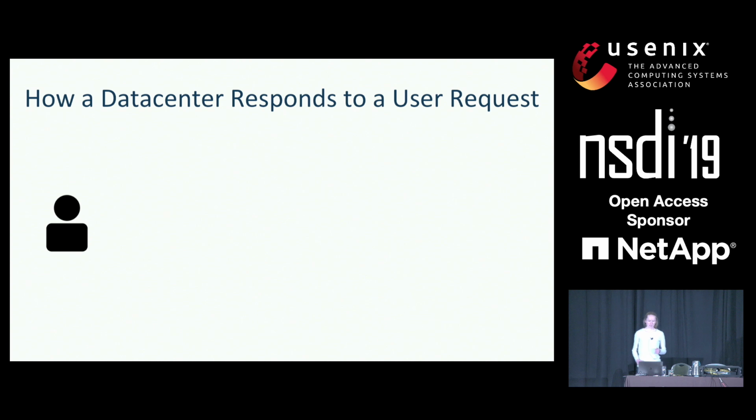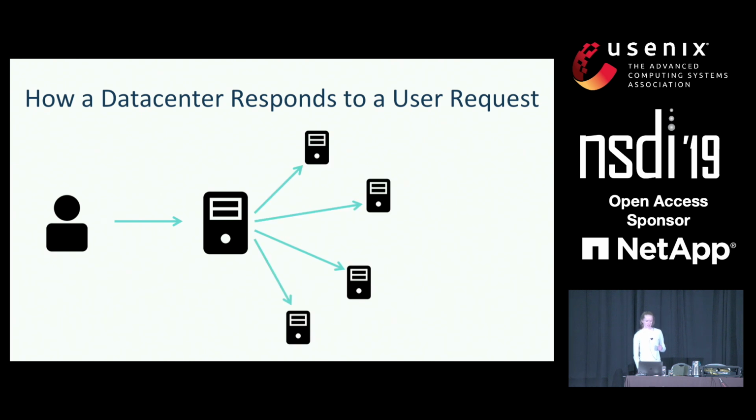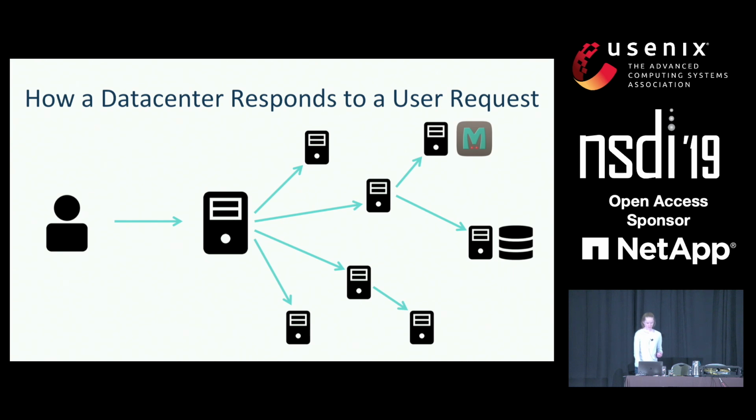So let's start by looking at how a data center responds to a request today. When a user clicks on a link in a browser, this triggers a request, which is sent to a front-end server in a data center. The first server in the data center will then contact several other servers within the data center, which can then contact even more servers. And this can involve hundreds or thousands of servers in order to respond to a single user request. Each of these servers runs an application, for example, a key value store, such as memcached, or a database, such as RocksDB or Postgres.